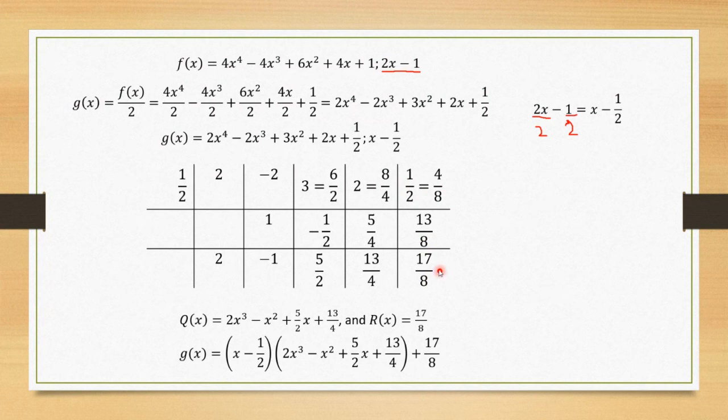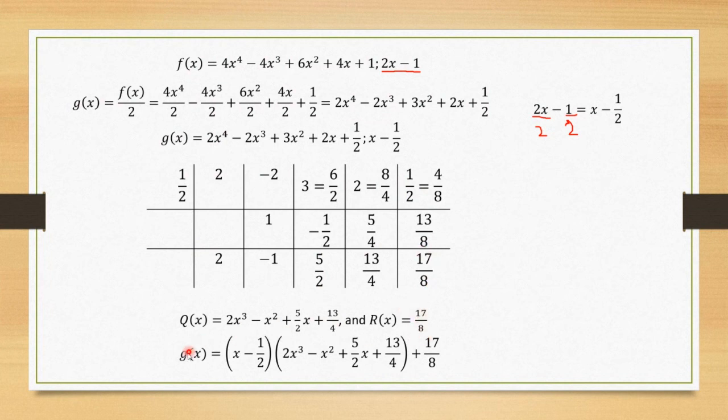Okay, that's good. So now we have the quotient, the coefficients of it. That's what these are. The quotient is 1 less than the degree of our dividend, which is 4. So the quotient is degree 3. So we have 2x cubed minus x squared plus 5 over 2 times x plus 13 over 4. And the remainder is the last term, which is 17 over 8.